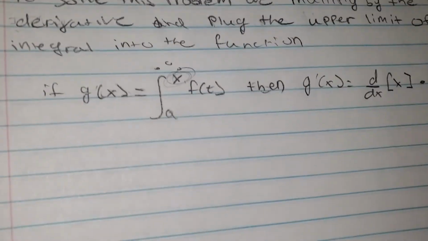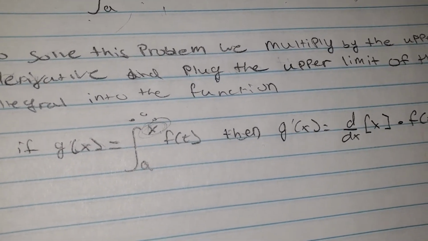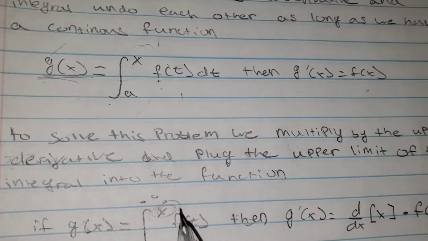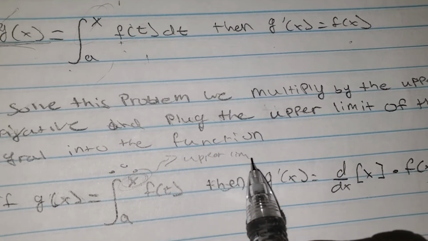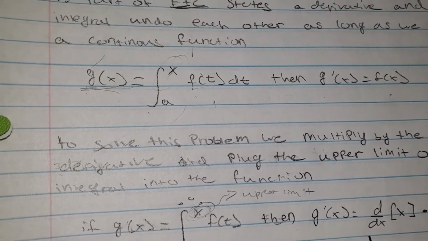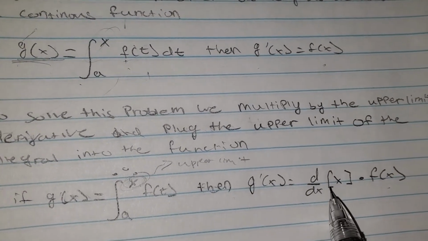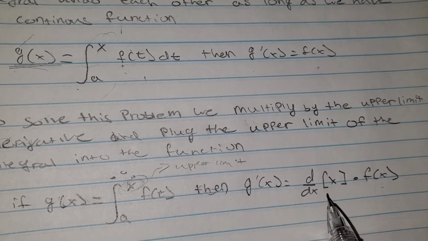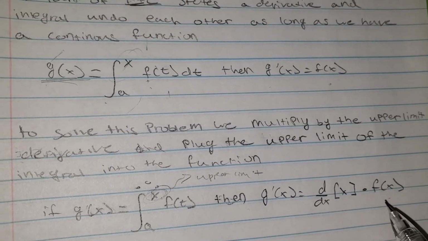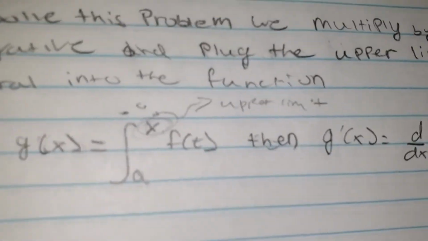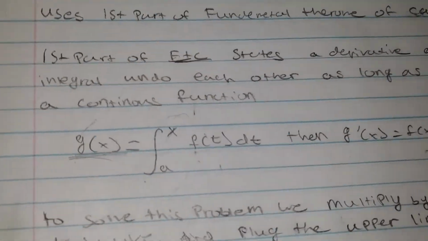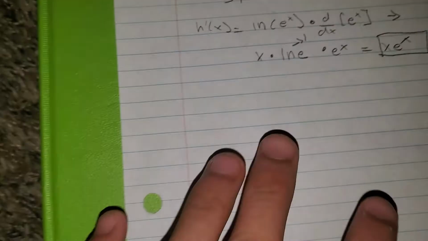So to solve problems such as these up here, we take the derivative of the upper limit x. Okay, and so we take its derivative, d dx of x, and then we plug x into f. And so, doing the problem this way.